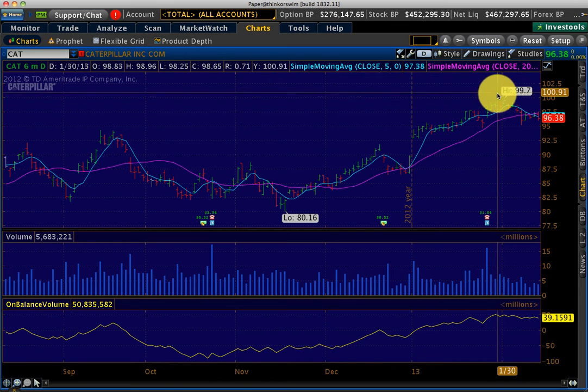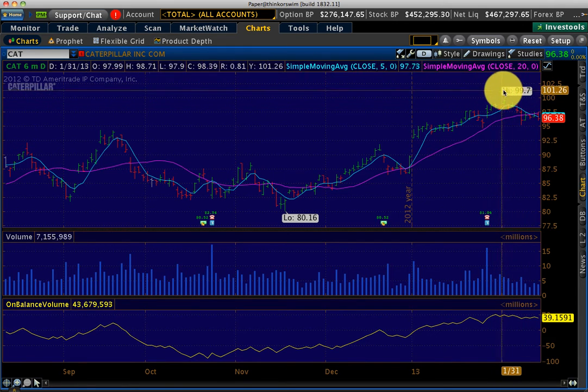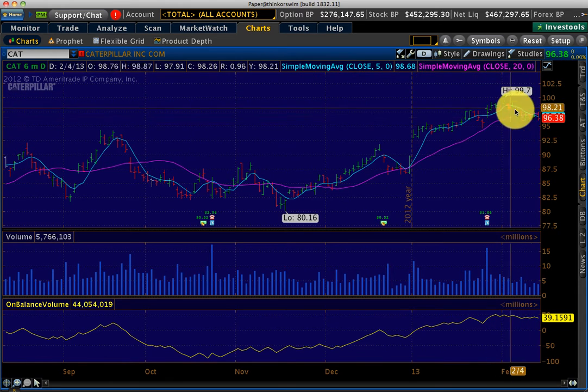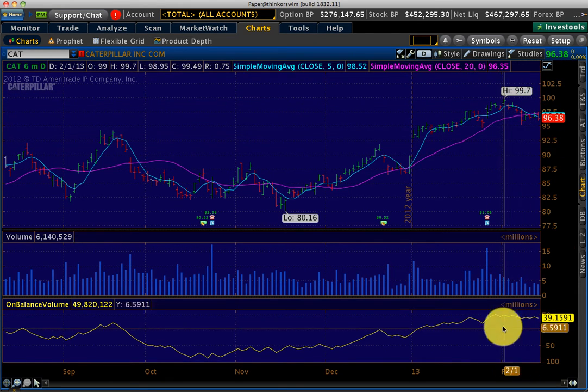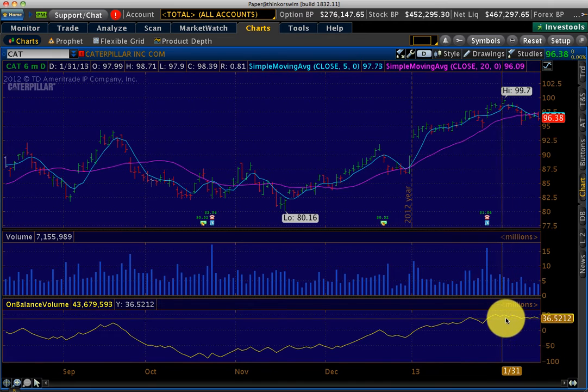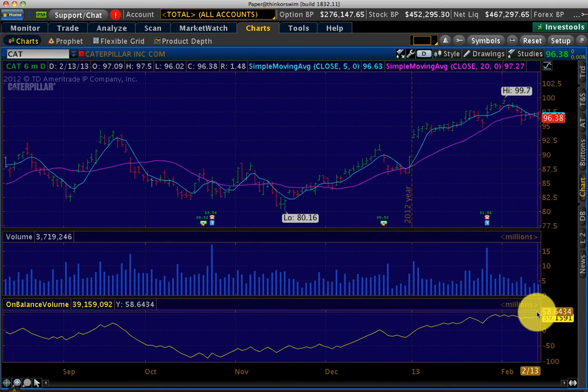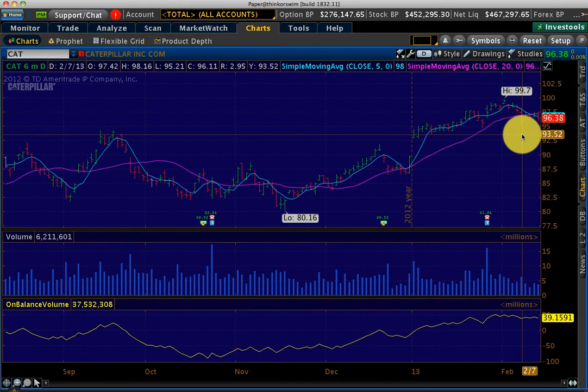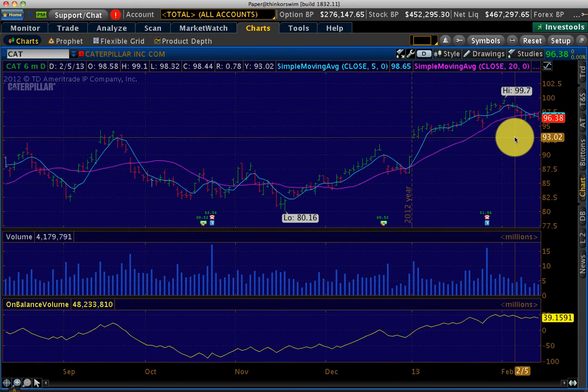However, let's look at these last 10 days or 2 weeks right here. Since this high, Caterpillar's price has been coming down. Clearly, you can see that it's a down move. However, look at the on-balance volume. On-balance volume is not confirming that move. So this is called a divergence, and this is precisely where the on-balance volume indicator becomes very helpful, because you have two things.